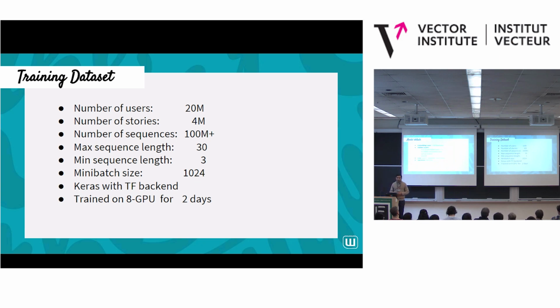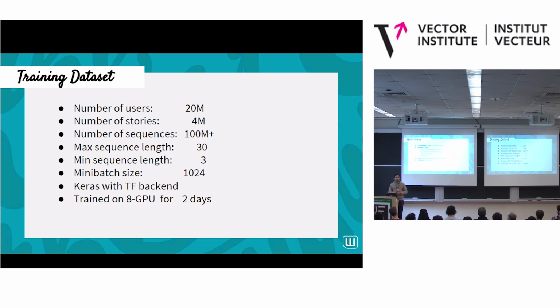Here is what the training data set looks like. We have 20 million users and 4 million stories, which consist of over 100 million sequences. To reduce the sparsity of the problem, we only kept sequences that are at most 30 and at least 3 in size. We trained the model in a mini batch fashion with 1024 on each mini batch. We implemented it with Keras with TensorFlow backend, and it was trained on 8 GPUs, which took us 2 days to train.